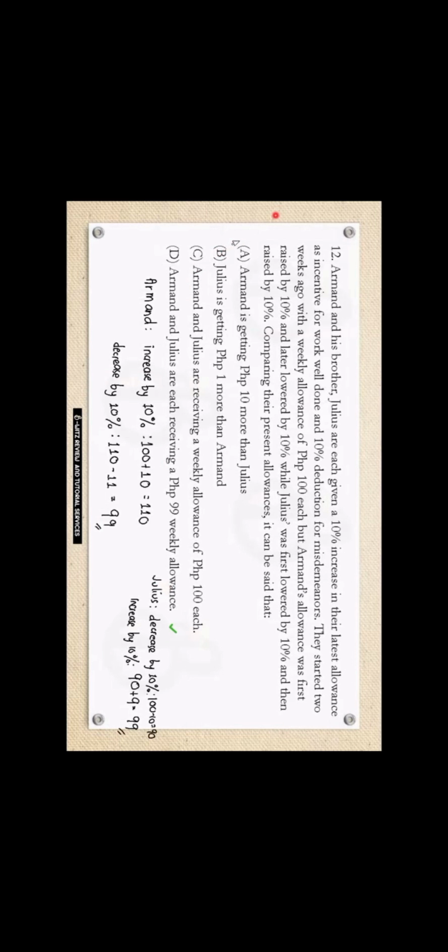Now, also take note that if both underwent the same percentage changes, but in reverse order, as you can see here, first Armand gets an increase, then finally a decrease. But in Julius, he gets first a decrease, then finally an increase. They must end up with the same allowance. This directly eliminates options that show a different amount here. For example, Armand is getting 10% more than Julius, or Julius is getting one peso more than Armand.